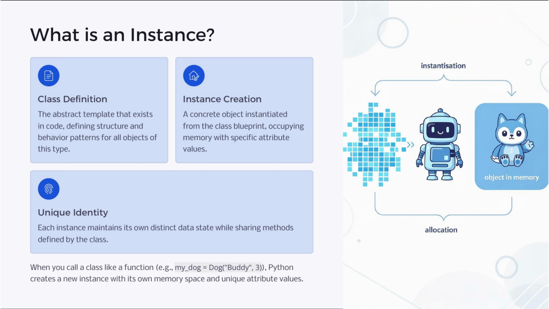An instance is a specific object created from a class blueprint, like myDog = Dog("Buddy", 3). It occupies memory with unique attribute values while sharing class-defined methods. Each instance maintains its own distinct data state, ensuring individuality within the shared structure and behavior patterns of its class.